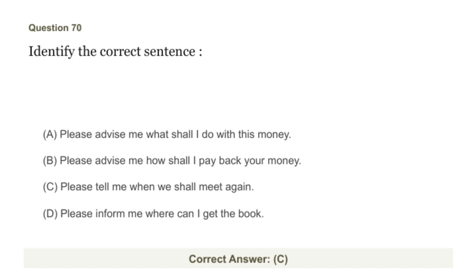Please tell me when we shall meet again. This sentence is properly structured for a polite inquiry about scheduling a future meeting. Notice how it uses "tell me" to request information and "when we shall meet again" to specify the time. The other options, while understandable, have grammatical issues or awkward phrasing.